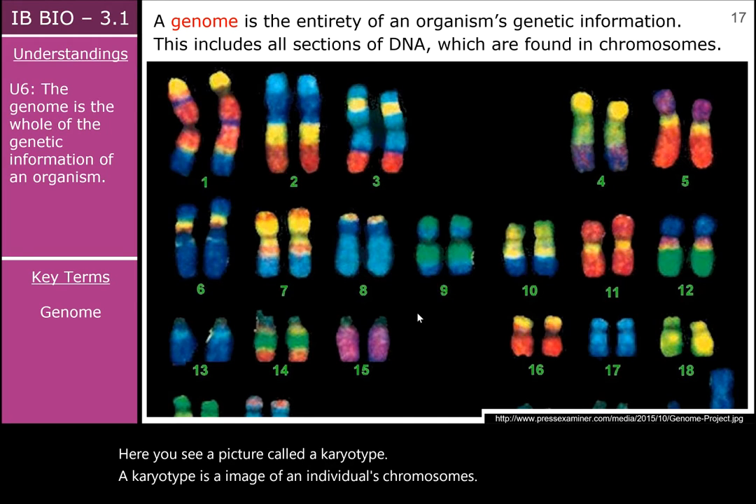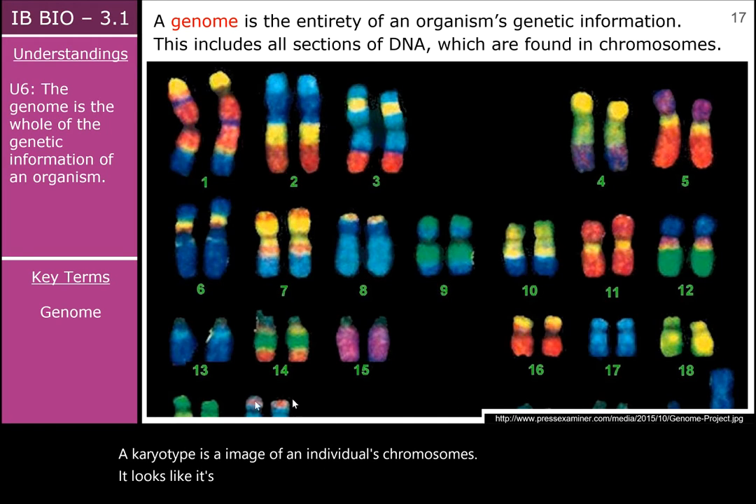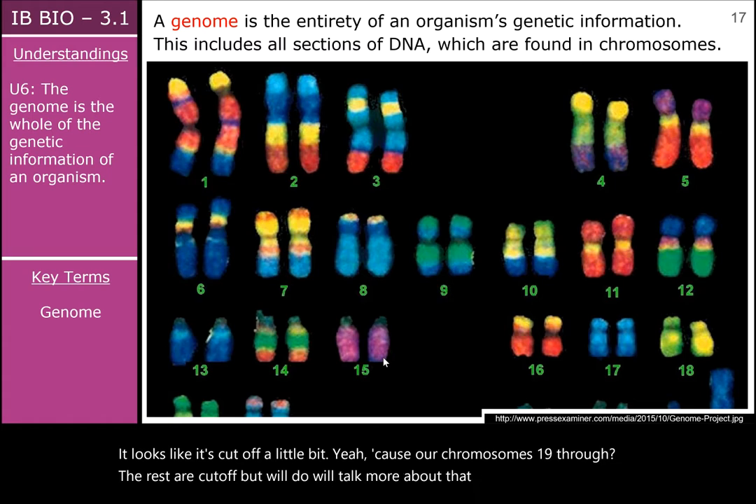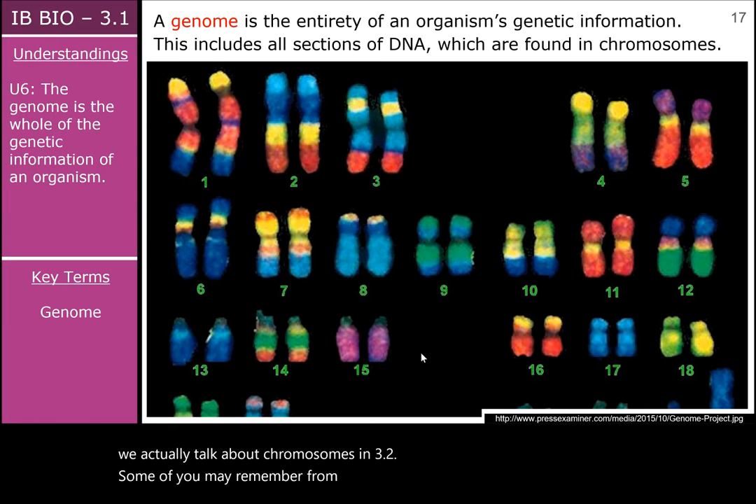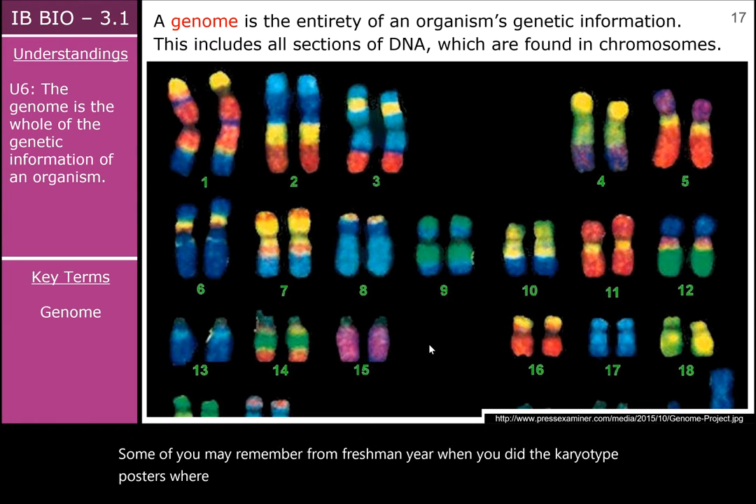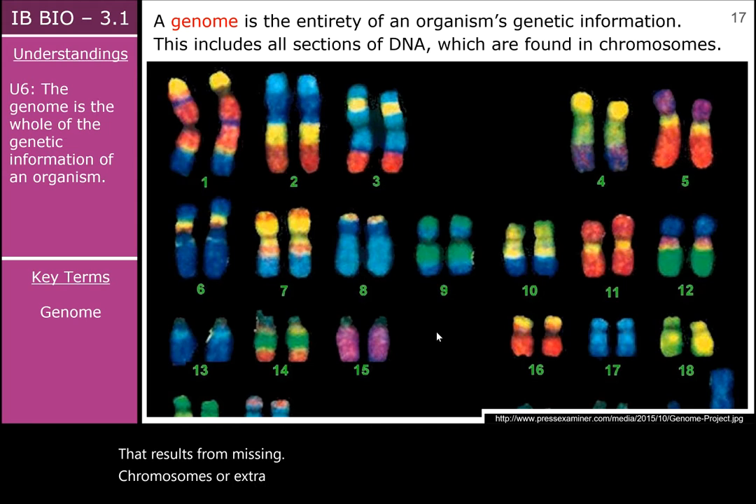It looks like it's cut off a little bit. Yep, because our chromosomes 19 through the rest are cut off. But we'll talk more about that when we actually talk about chromosomes in 3.2. Some of you may remember from freshman year when you did the karyotype posters where you looked at all the different genetic disorders that result from missing chromosomes or extra chromosomes or pieces missing. That was a lot of fun.